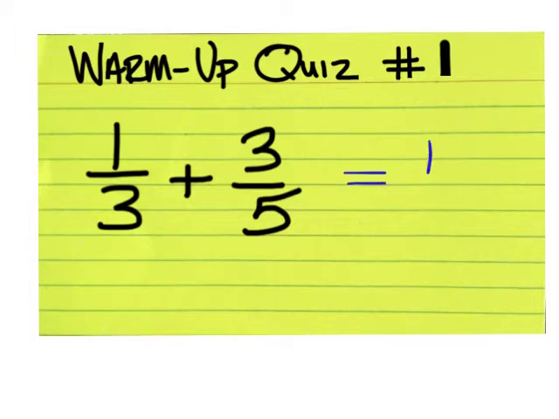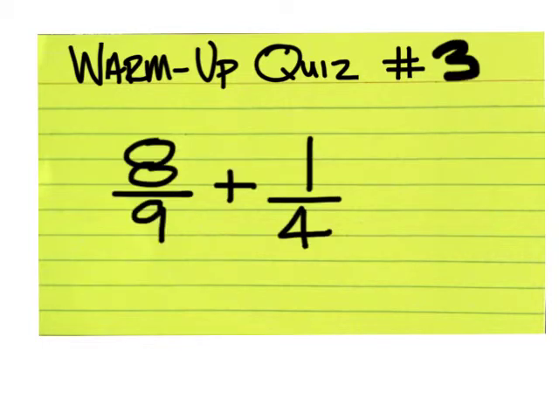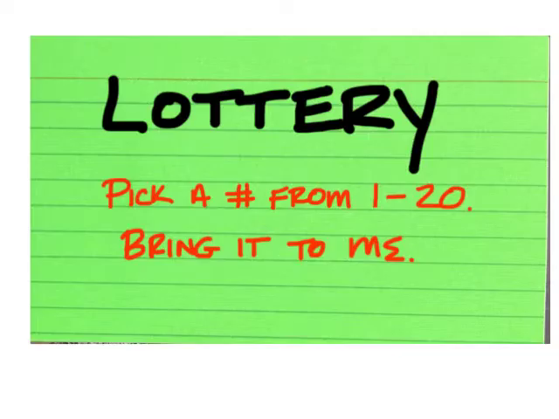Answer should be 14 over 15. Number 2. Answer is 19 over 20. Number 3. Answer should be 41 over 36.